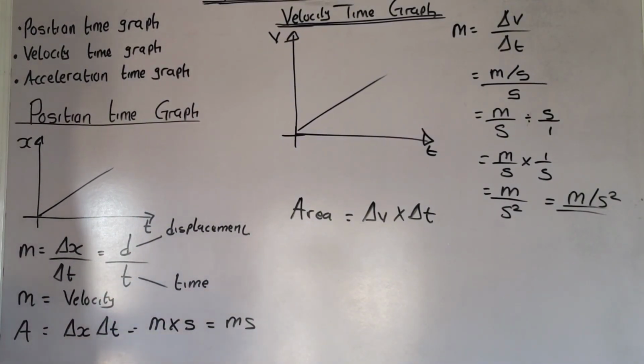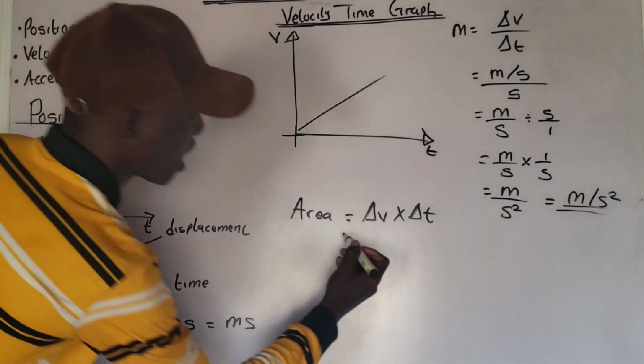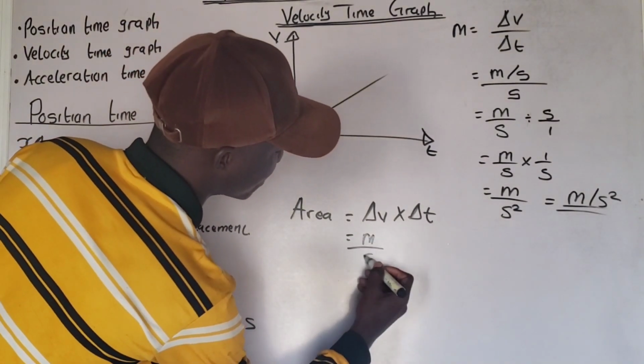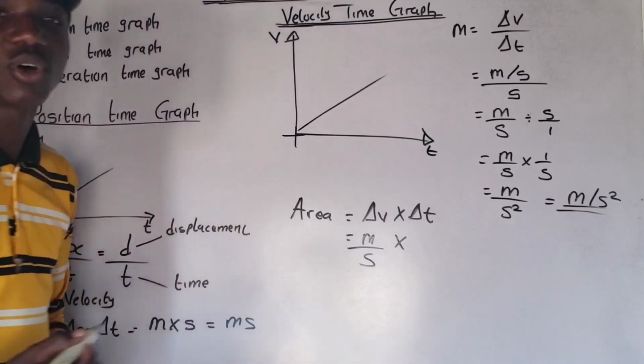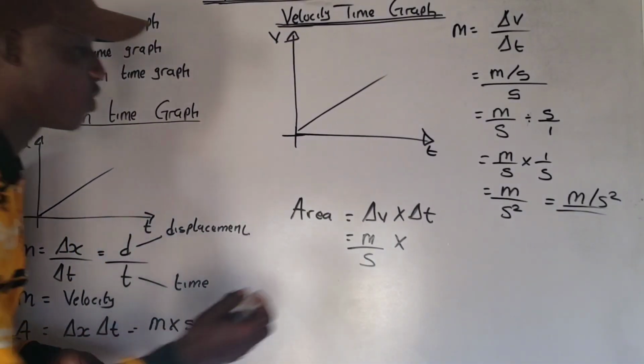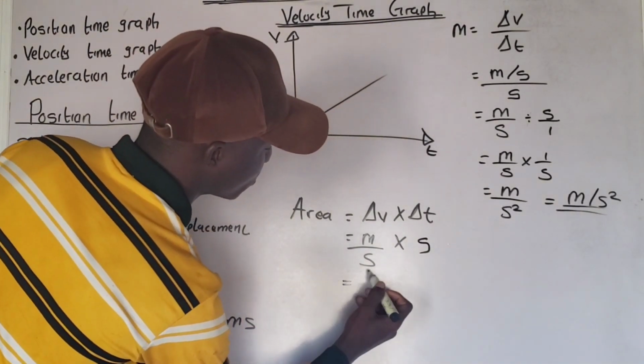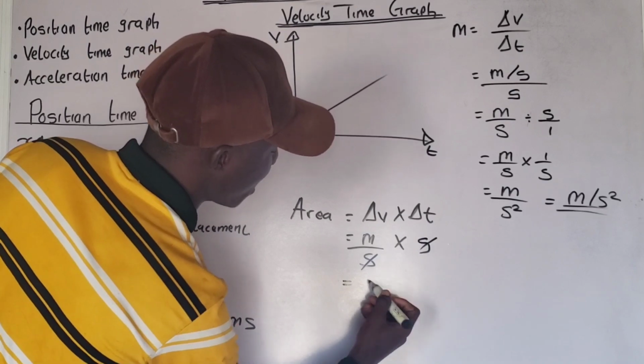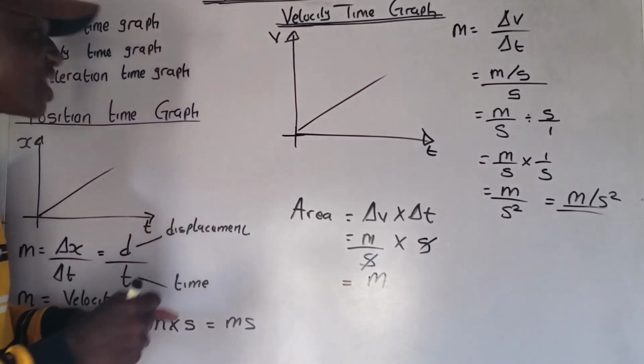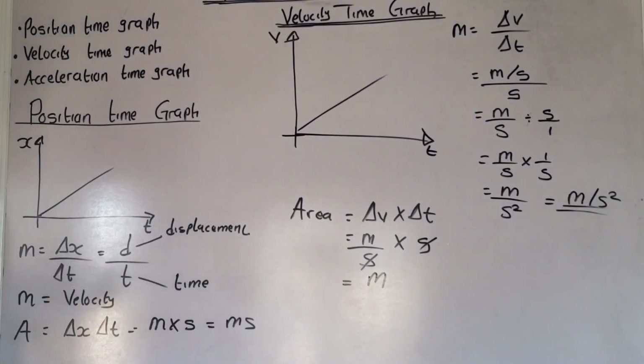Let's make use of units now. The unit of velocity is meter per second. So I'm going to have meter all over seconds multiplied by the unit of time, which is seconds. For this, the seconds will cancel the seconds, so I'm left with what? Meter. So therefore, the area of a velocity time graph tells us the meter.